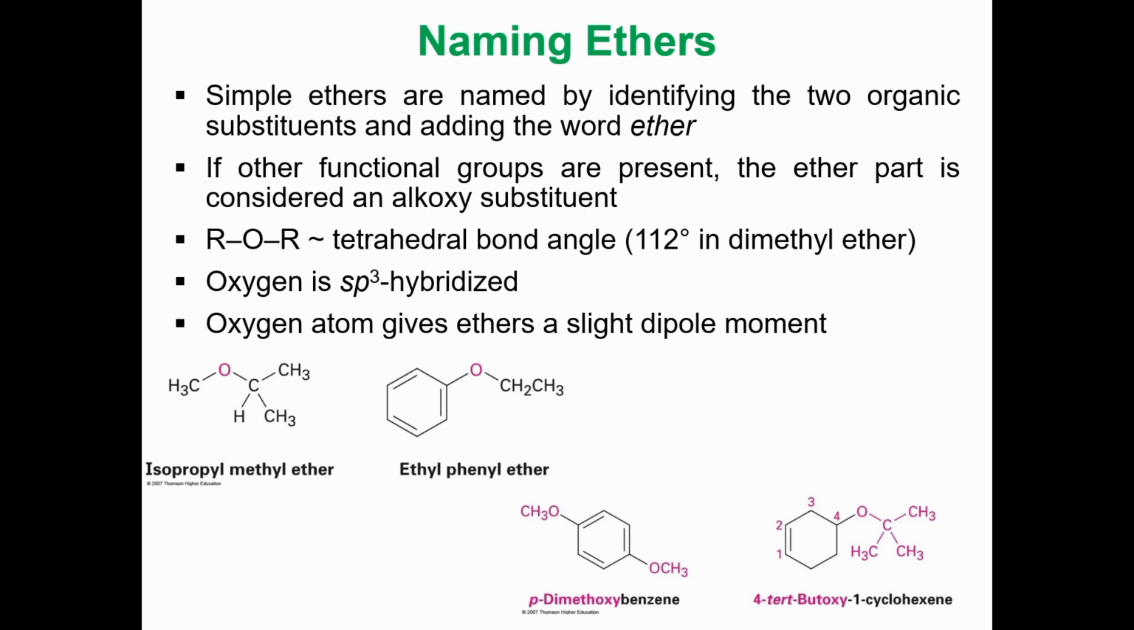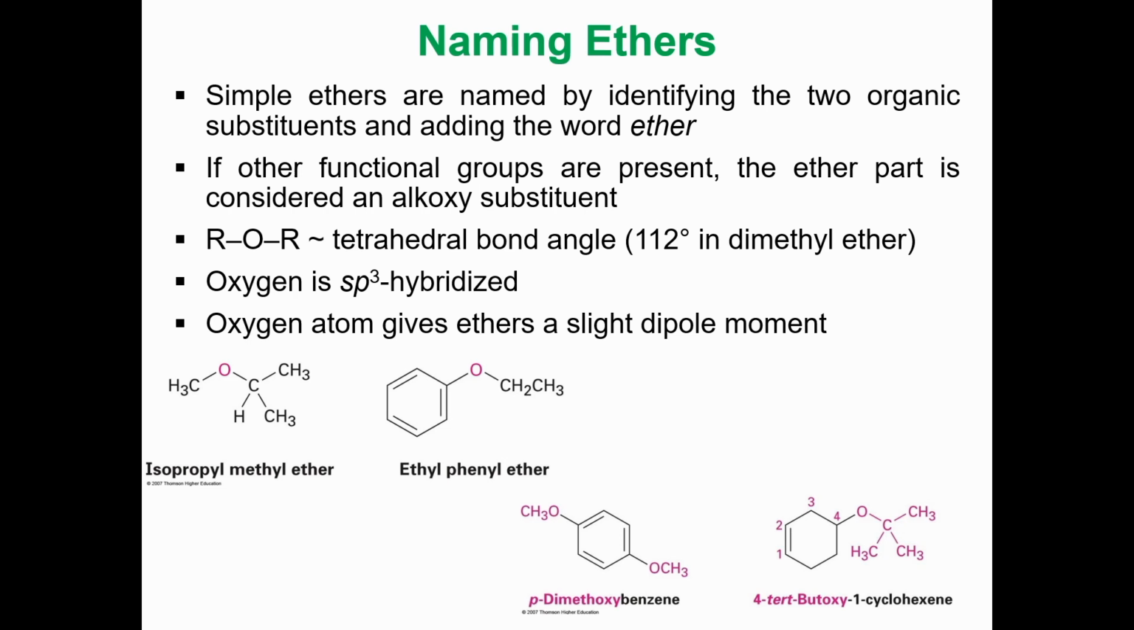Generally, ethers are named by identifying the two organic substituents and adding the word ether, which is the normal or common way of naming ethers. If other functional groups are present, the ether part is considered an alkoxy group, just like we did in the IUPAC system, where the substituents that have oxygen are named with "oxy", such as methoxy.